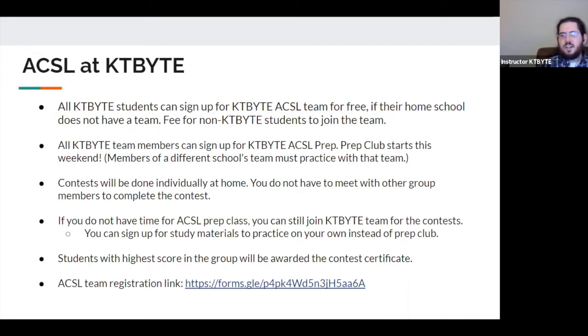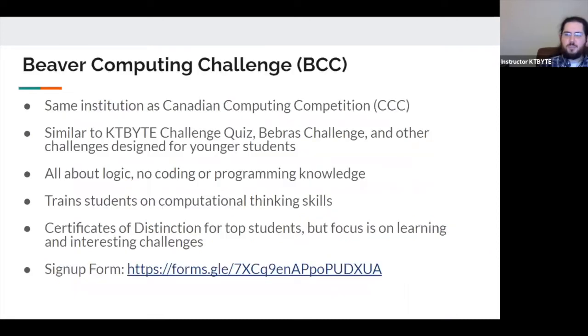Okay, so moving on to the Beaver Computing Challenge. This is a pretty new one for us, new this year, but it is very similar to a lot of other contests aimed at younger students. It is organized by, I think, Waterloo University, which runs the Canadian Computing Competition. So they run a bunch of these, and it's essentially the national computing competition for younger students in Canada. So we look at various ones of these.